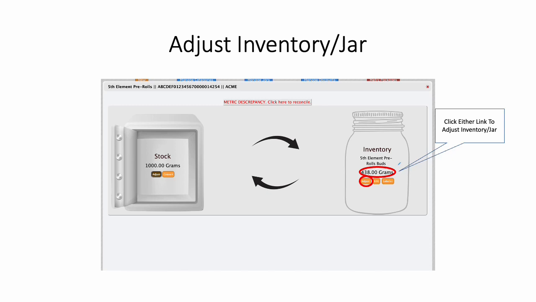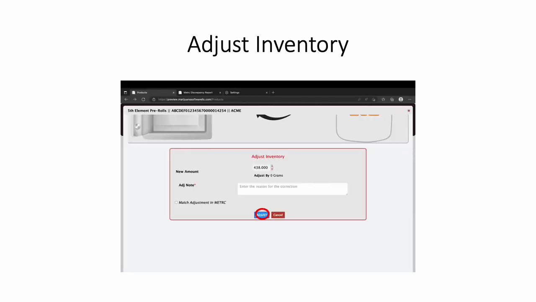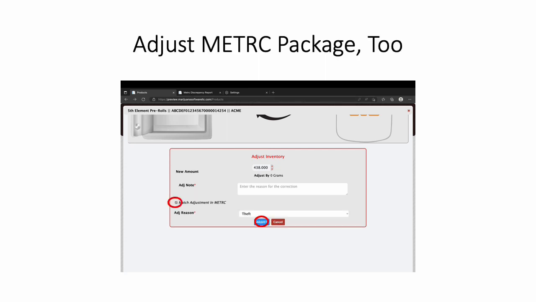Now, just like adjusting the stock quantity, you can adjust the jar quantity by clicking on the quantity there or the button below. Unlike stock adjustments, when adjusting the jar, you have a couple options. If you just need to update the quantity in Marijuana Software, you can do so by entering the new amount and an adjustment note, then click Adjust. However, if you want to make the adjustment to the metric package as well as to the jar, click the Match Adjustment in Metric box, select a reason, then click Adjust.